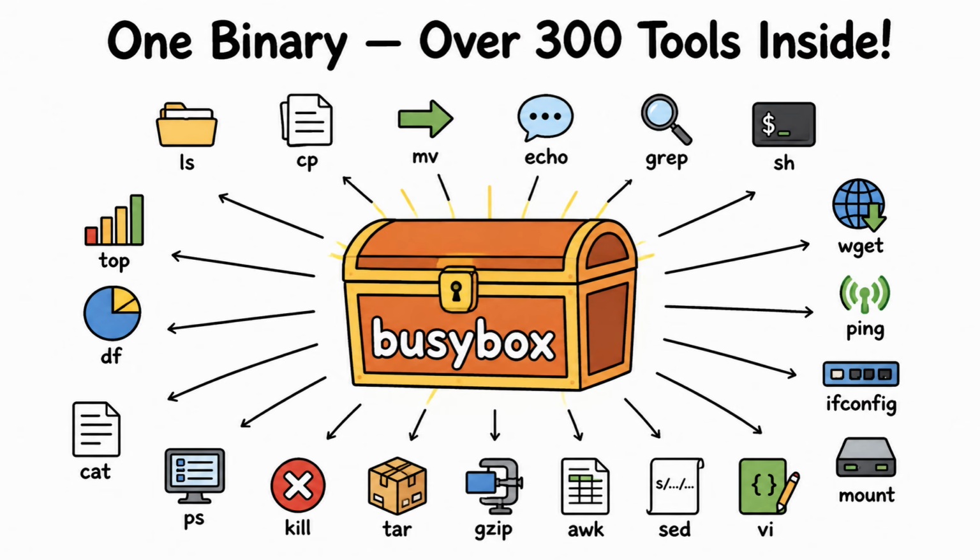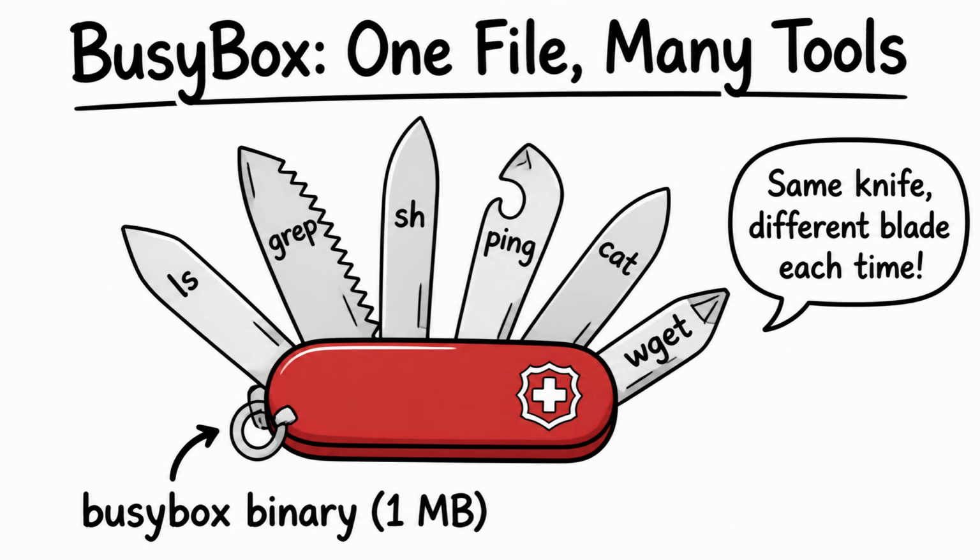Introducing Busybox. Think of it as a single tiny executable file, usually around 1 megabyte in size, that packs over 300 Linux command line tools inside it. That's right, tools like ls, grep, echo, cat, wget, ping, sh, tar, gzip, ps, and kill, all bundled into one single binary file called Busybox. It's like having an entire Linux toolbox compressed down to the size of a single paperclip. Absolutely incredible engineering.